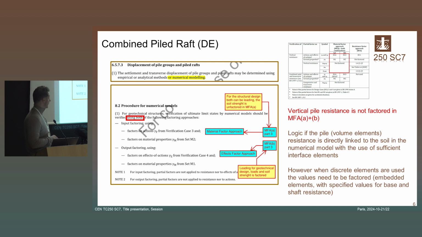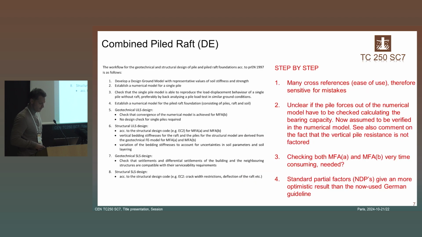As well in the National Annex there could be some enlightening about that. Bart describes step by step what you have to do making this numerical model, and I won't go over them step by step, but as was said in the previous presentations, there are many cross references, and ease of use is not that great, was his statement. And therefore it's sensitive for mistakes.